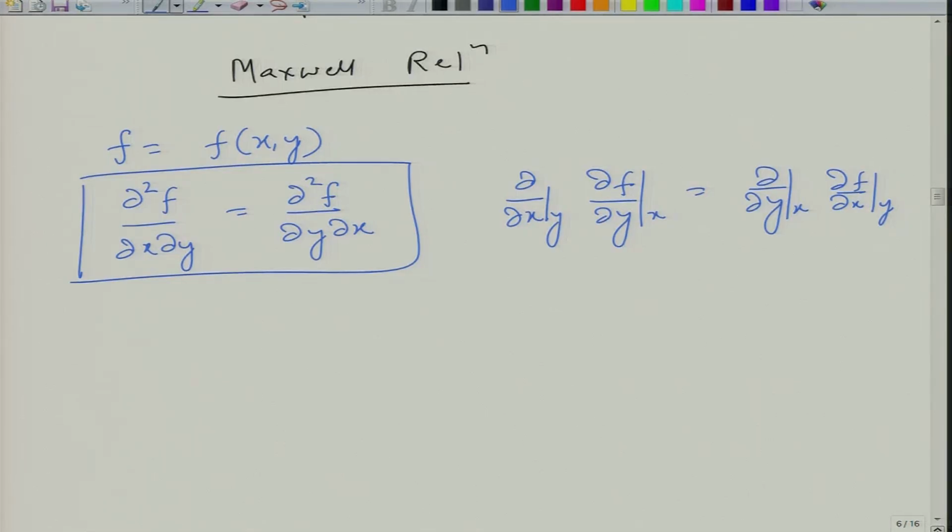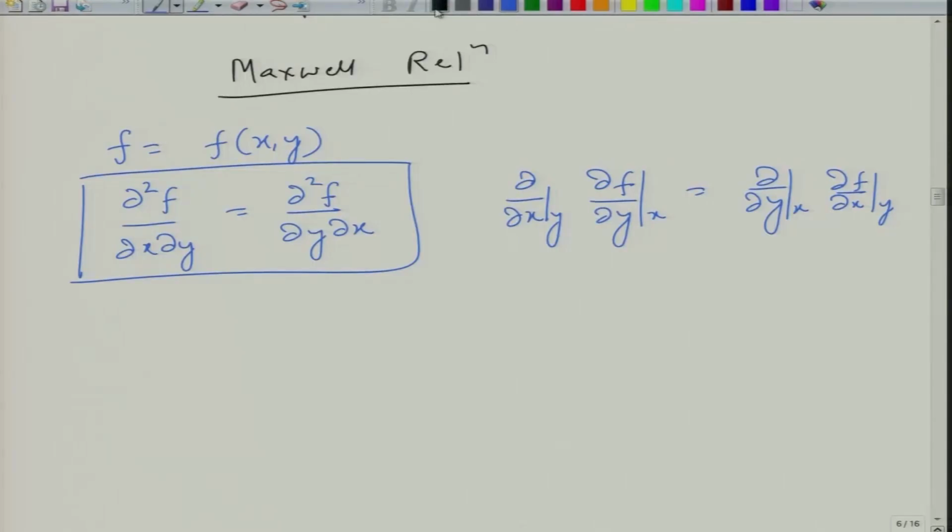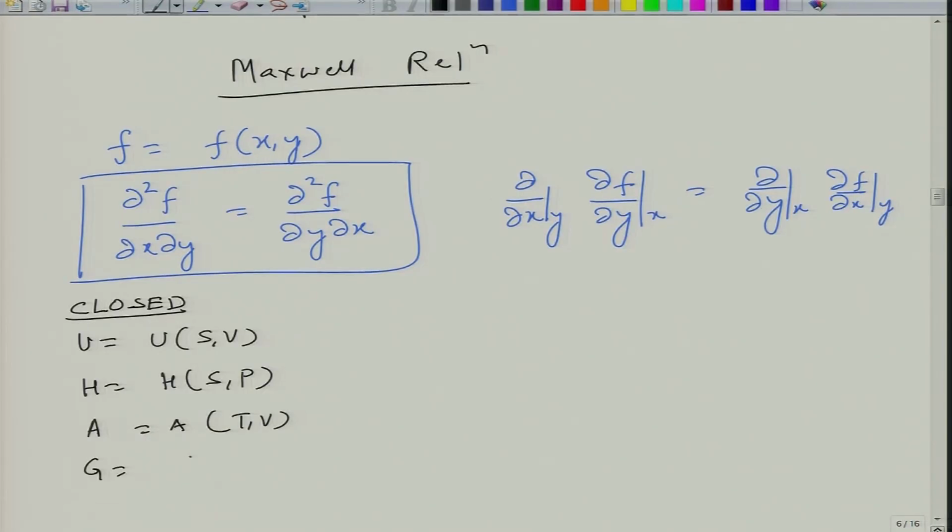Now, based on this we are going to develop four important relations, which are going to be extracted from our basic fundamental thermodynamic potential relations in the differential form, and I am going to write these first. Let us look at u equal to u of s, v. We are considering a closed system for illustration. The other thermodynamic functions are h equal to h of s and p, a is a function of t and v, and g is a function of t and p. I have not put any n, considering that n is not changed because of the closed system.